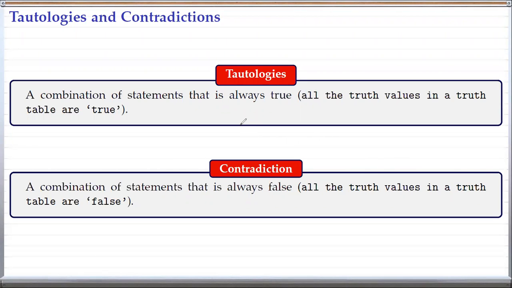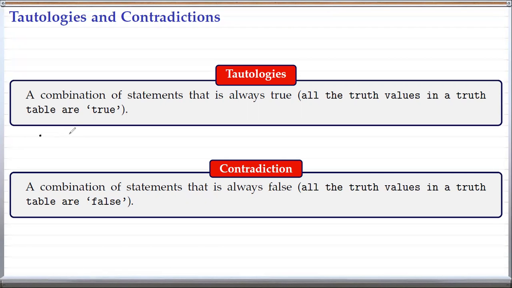In this video, we will talk about tautologies and contradictions. A tautology is a combination of statements that is always true, which means all the truth values in a truth table are true. And a contradiction is a combination of statements that is always false, which means all the truth values in a truth table are false.